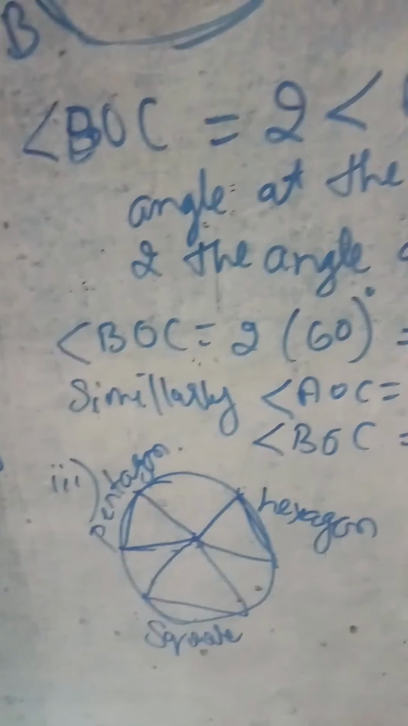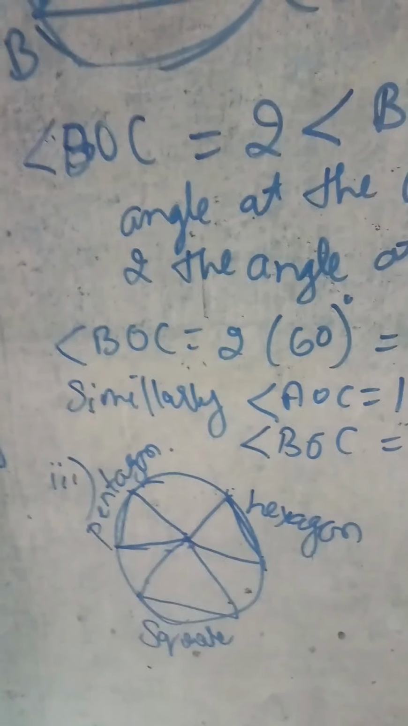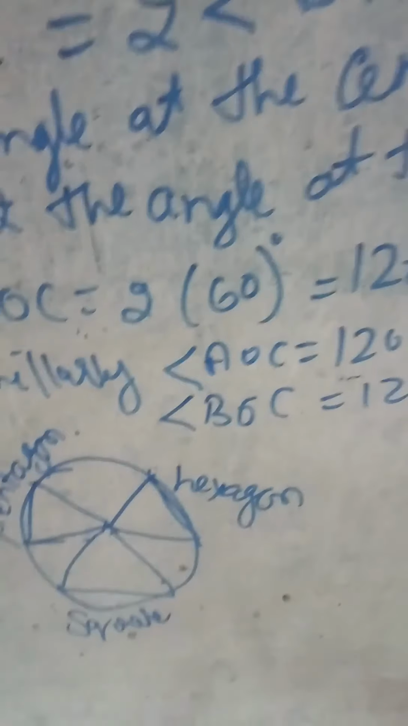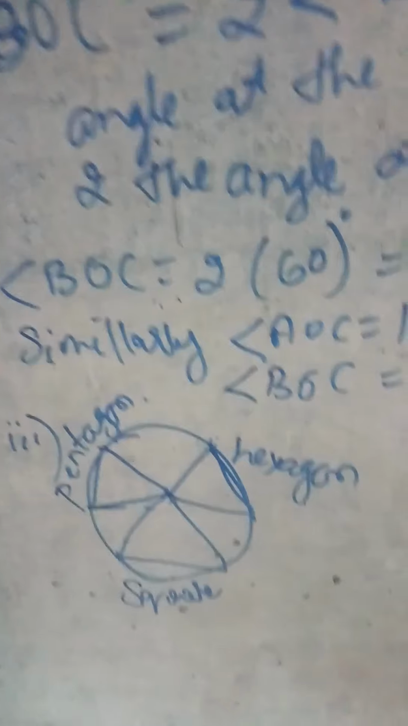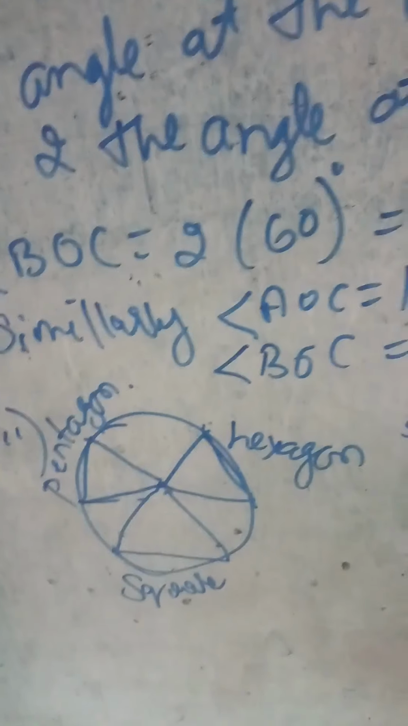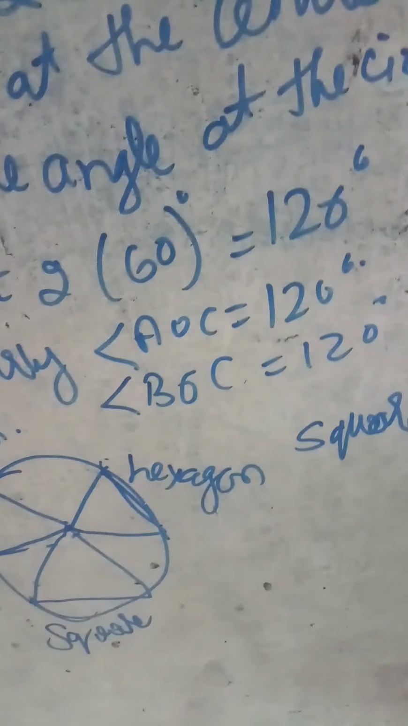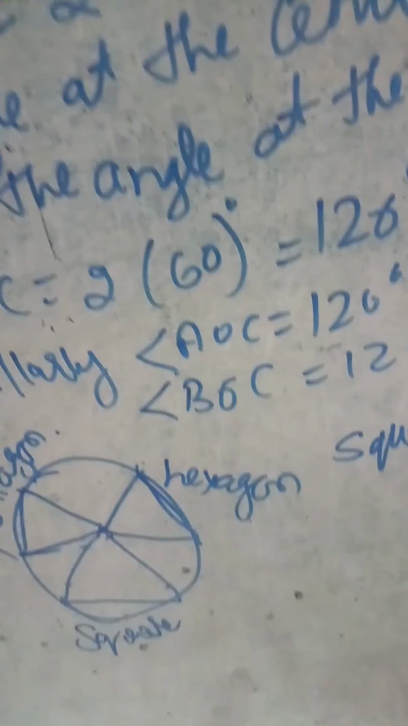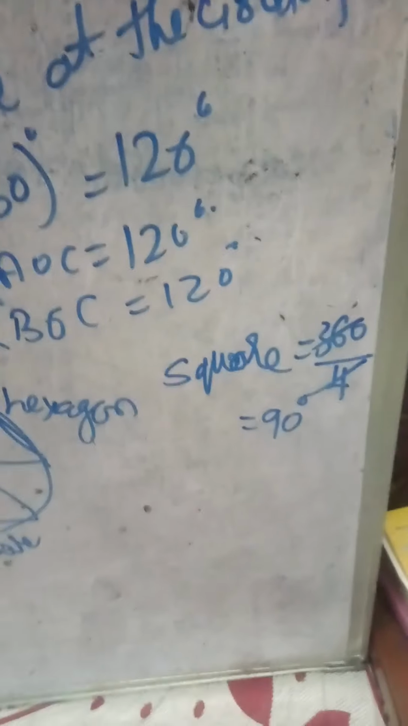Now, what will be the measure of each angle of a square at the center? You know the sum of the angles at the center of any polygon will be 360 degrees. A square is a 4-sided figure. So for a square it will be 360 divided by 4. That means each will be 90 degrees. The angle subtended at the center will be 90 degrees.